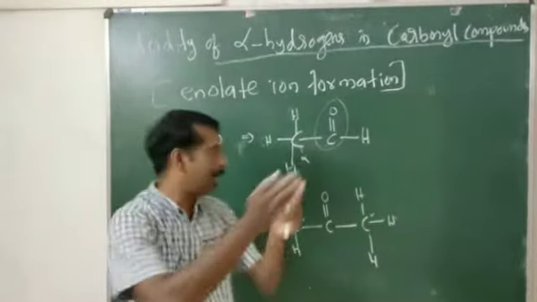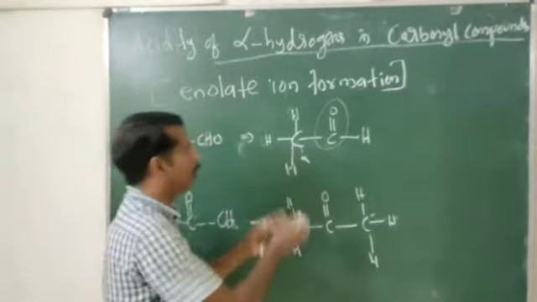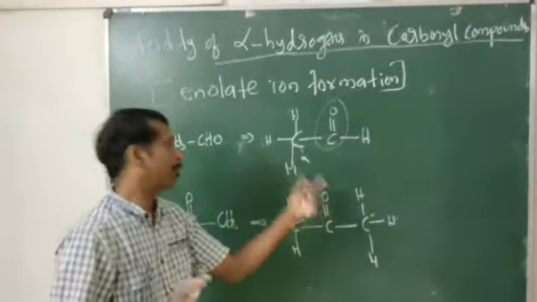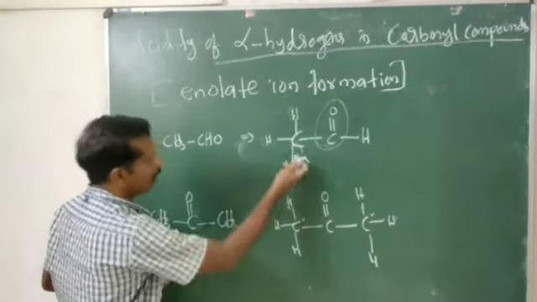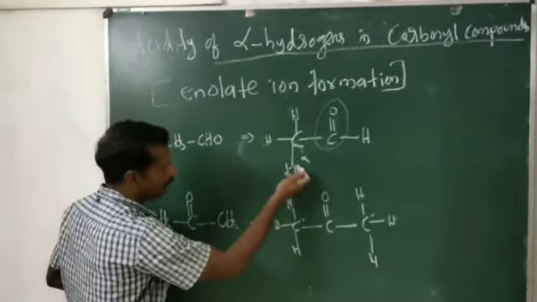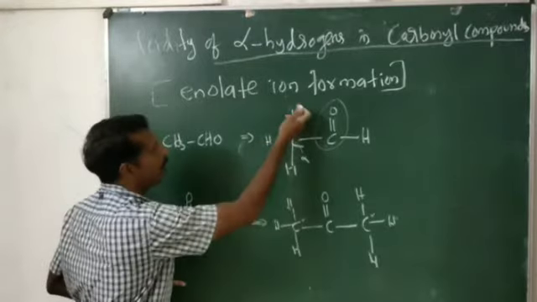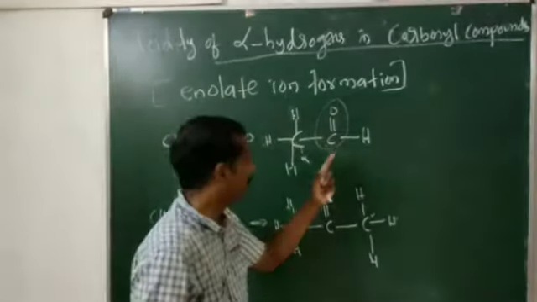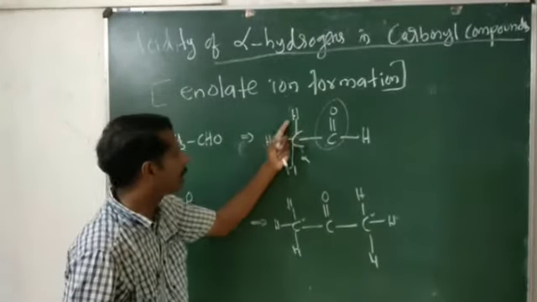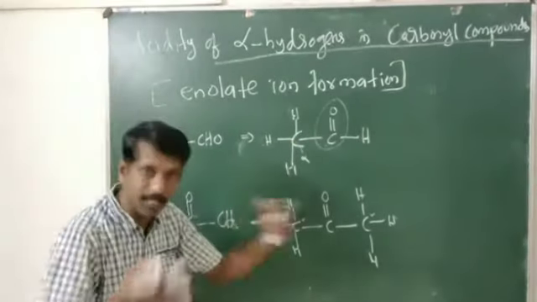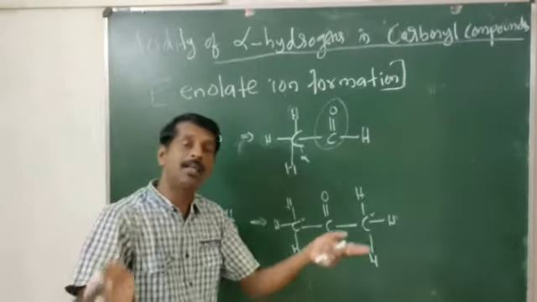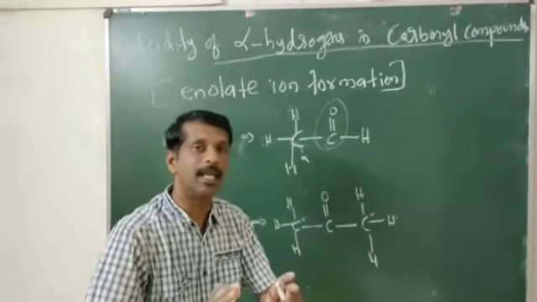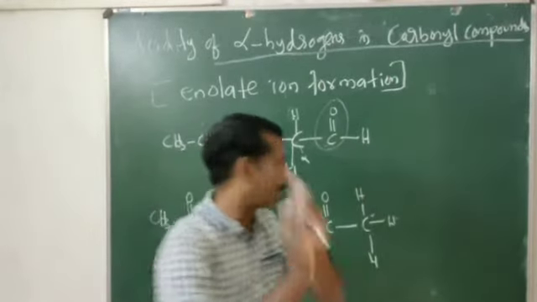If a base comes to an aldehyde or ketone, these hydrogen atoms can be removed in the form of a proton, or the base can easily remove this alpha hydrogen atom. What is the reason for that? These alpha hydrogen atoms are more acidic than other normal hydrogen atoms present on sp3 hybridized carbon atoms.